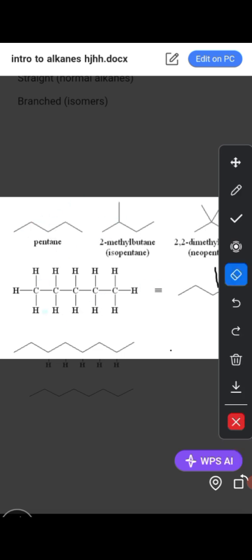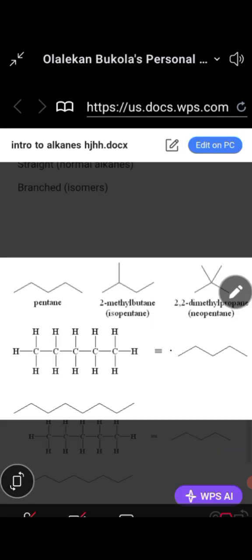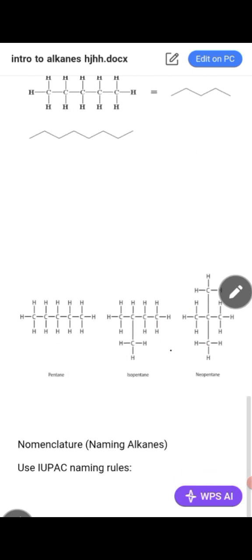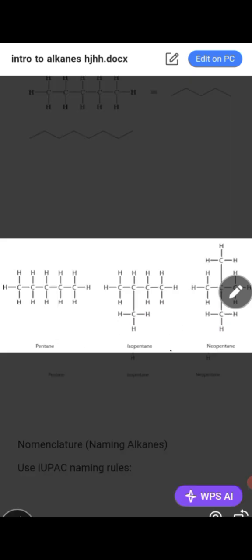So let's move to the next example. The next one is a branch chain alkane. Can you see a branch chain alkane? You can see the difference. Pentane is not a branch chain.